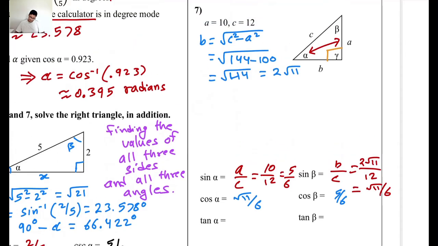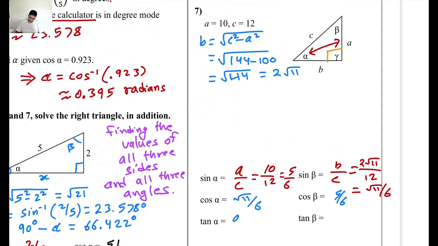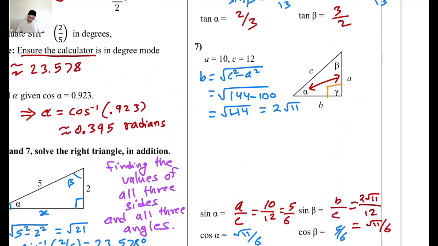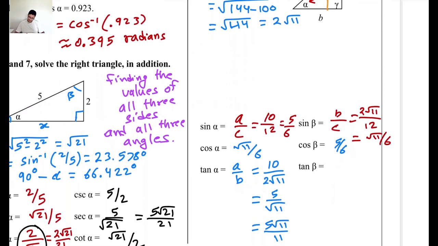Tan alpha would be A over B. For alpha, A is the opposite, right? A over B, and A is 10, so 10 over 2 under root 11. And now B is in the denominator, so I need to rationalize it. That is 5 over root 11, which you can write as 5 root 11 over 11. And tan beta is B over A. Okay, the opposite. I'm going to take this one to do the reciprocal. That will be under root 11 over 5.